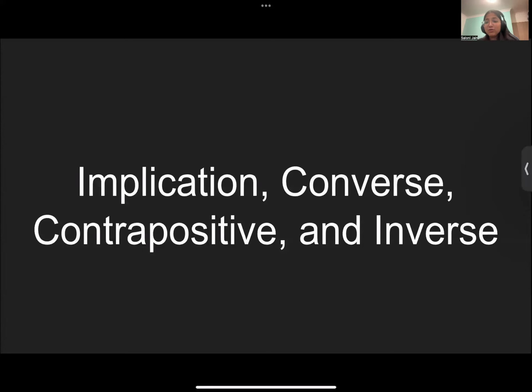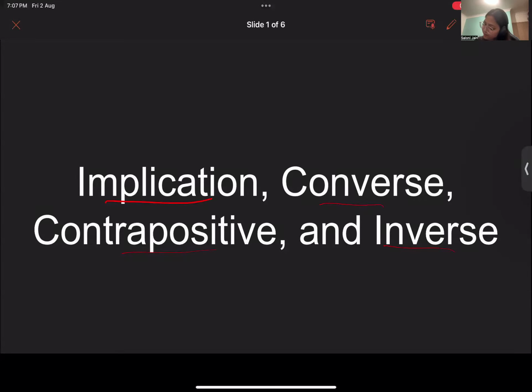Hello guys, I'm Saloni Jain and today we are going to discuss how we construct new conditional statements using implication. So this is converse, contrapositive and inverse. Let's see all of them one by one.